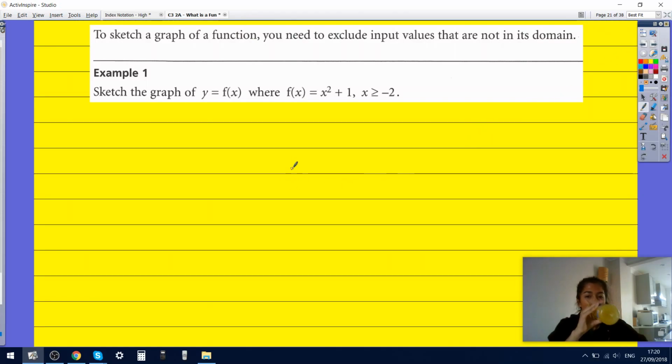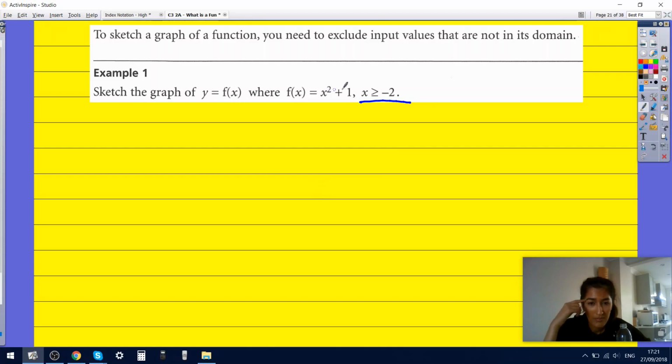Okay, you have to sketch this graph. Any idea how you do that? Make a table. Find f(x). What does it mean by that? Exclude input values that are not in its domain. What's the domain? Is it just the domain x is greater than or equal to minus 2.